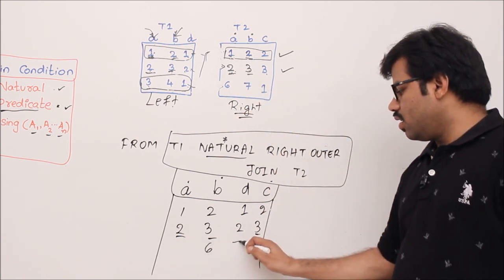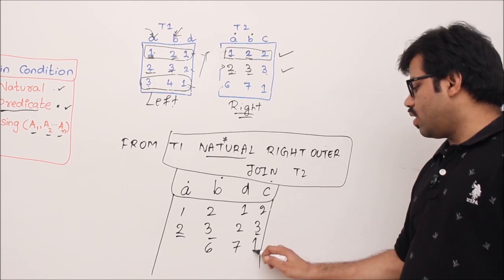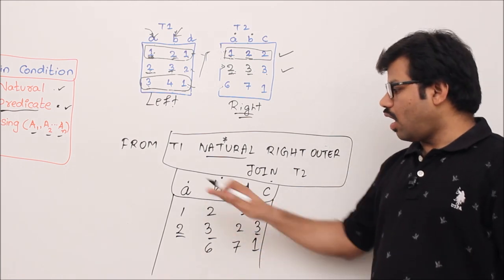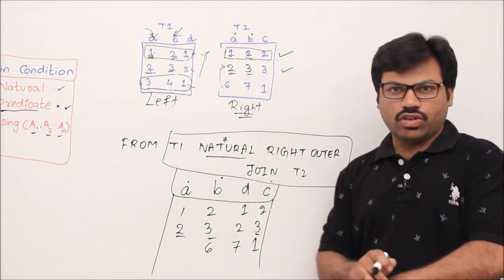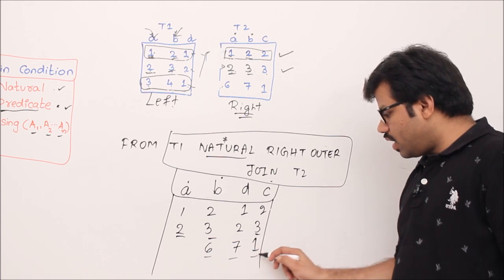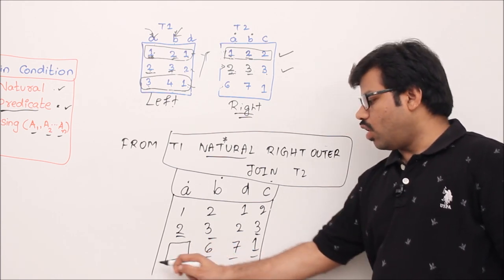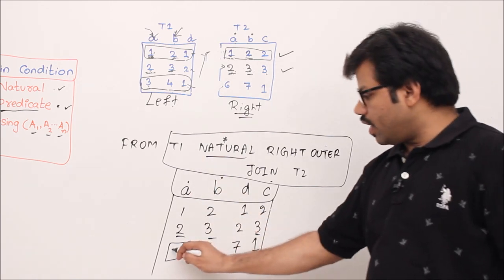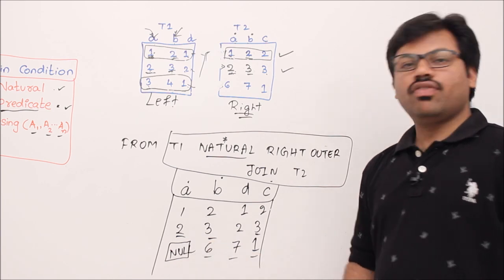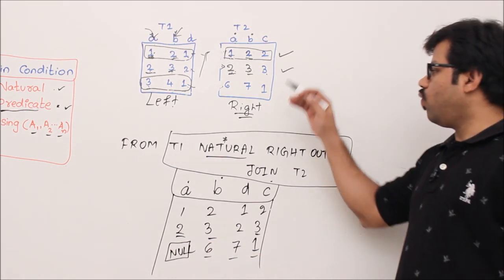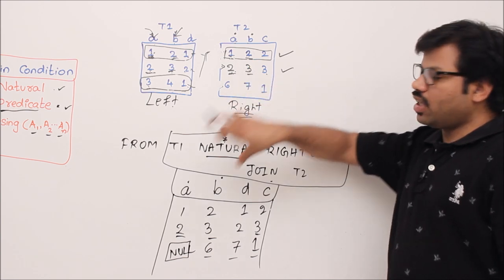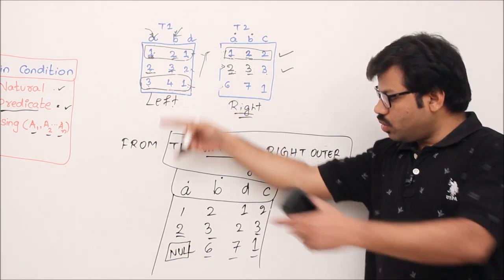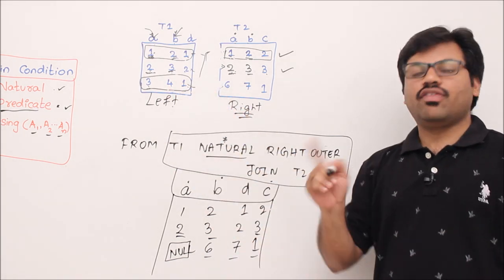That means 6, 7, 1 will be added. Since this join is about all the attributes of T1 and all the attributes of T2, when you fill only 6, 7, 1, this portion is about T1's values, right? What should I write? Generally we write null. So that is the concept of right outer join. That means we are finally forcing all these tuples to participate in the join. That is right outer join. When you force all the left side tuples to participate in the result, we say that is left outer join.